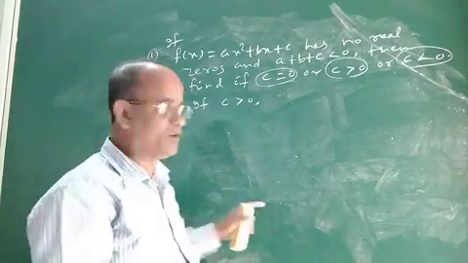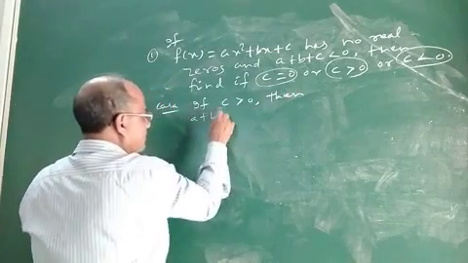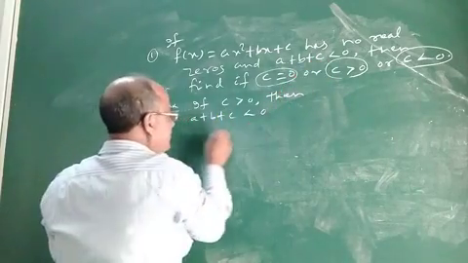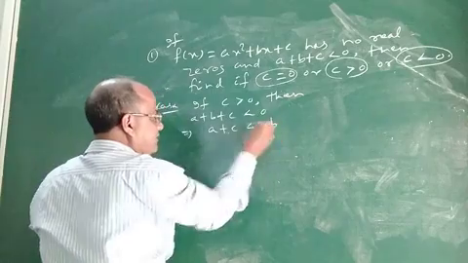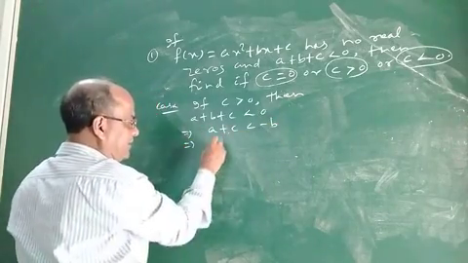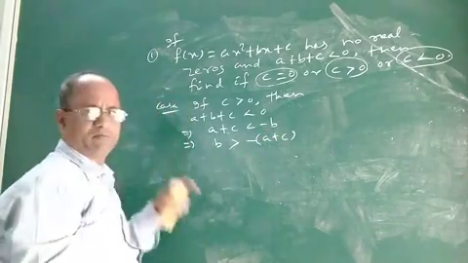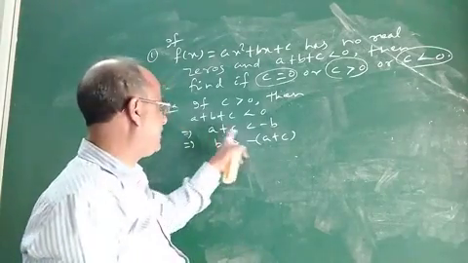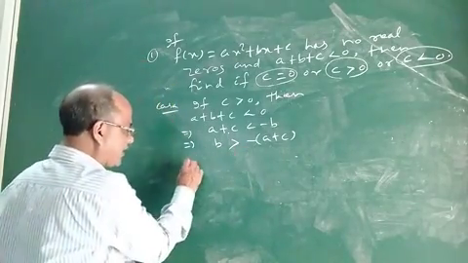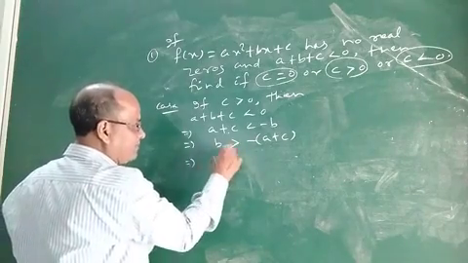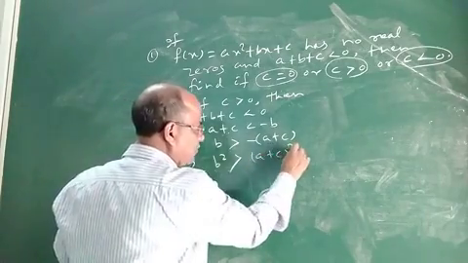Now if c greater than 0, then we are given that a plus b plus c is less than 0. So a plus c will be less than minus b. Now if a plus c is less than minus b, then b will be greater than minus a plus c. You know the inequality relations. Now take the square of both sides. So if b is greater than minus a plus c, then b square will be greater than a plus c whole square.